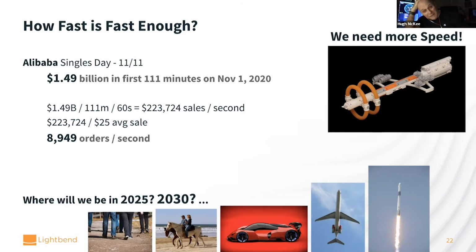$1.5 billion in just under 2 hours. So anyways, I did a little bit of math on that one, say $25 per average order. And if my math is right, you can check me on this, but that's still like 9,000 orders per second. That's a lot. That's a lot of money. That's a lot of traffic. So, how fast is fast enough?